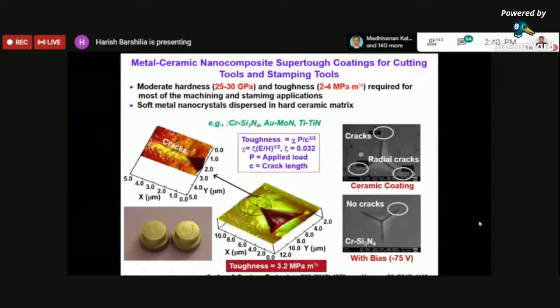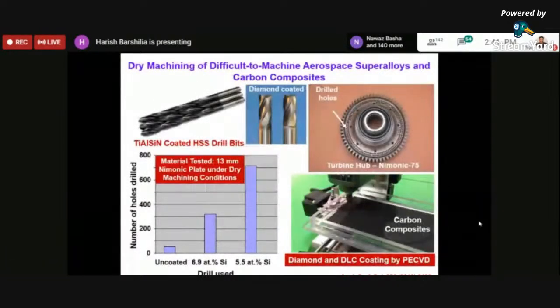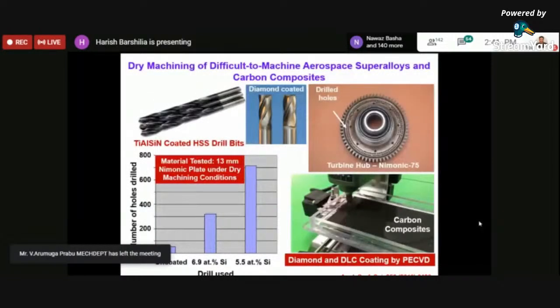If you take conventional ceramics, the mechanical properties are very good, but the fracture toughness is very, very poor. So if you apply some sort of indentation, a lot of cracks will be there. But in these kind of nanocomposites, there are no cracks as a result of application of some sort of external force.